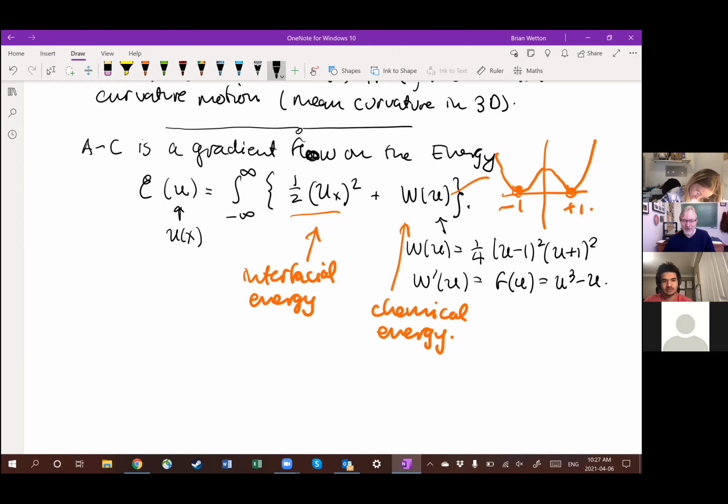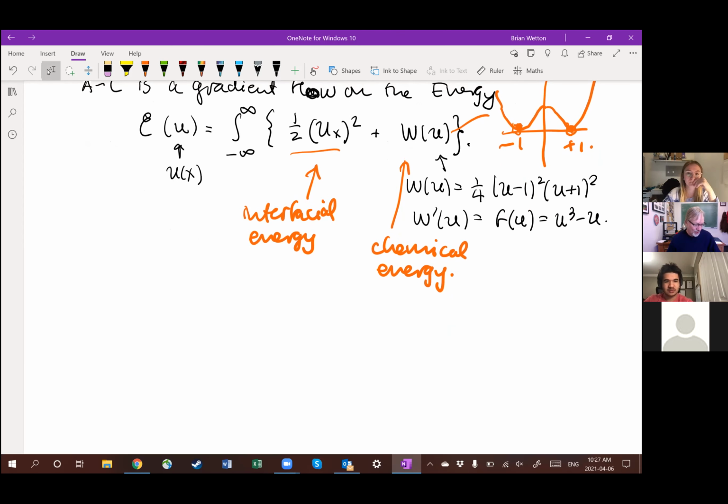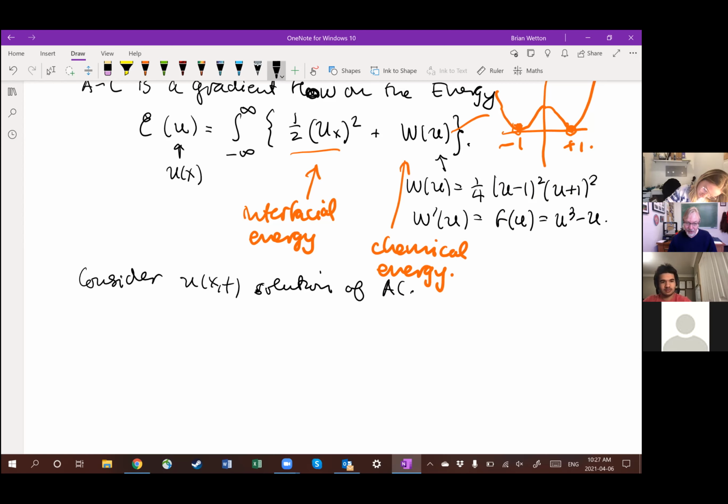This is an energy that's specific to the Allen-Cahn equations, right? I mean, you can have any function of x that you want and put it in this expression, but it's only relevant to the Allen-Cahn equations and some other equations as well, but specific ones. So now I'm going to consider u of x and t as a solution of the Allen-Cahn equation, right?